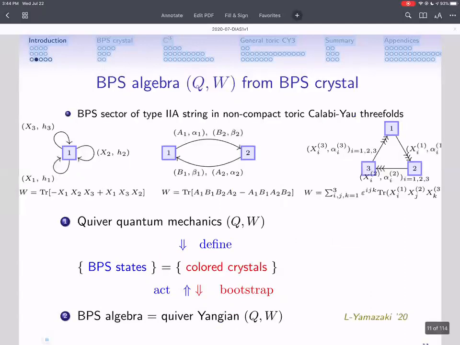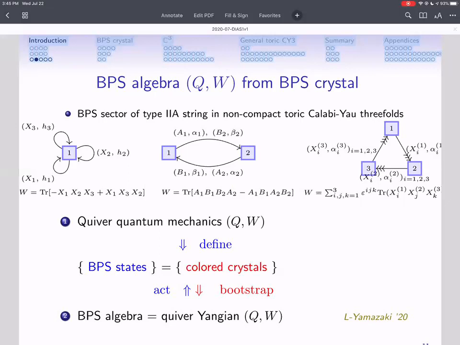So for the general toric Calabi-Yau, we also know how to write down the corresponding Quiver quantum mechanics. And people also know how to build the entire set of BPS states, starting from this pair of the Quiver and superpotential. In this case, the set of BPS states can be described by certain colored crystals. These colored crystals are the generalized plane partitions in two directions. One is that now the atom can have two colors, which correspond to the different vertices in the Quiver diagram.